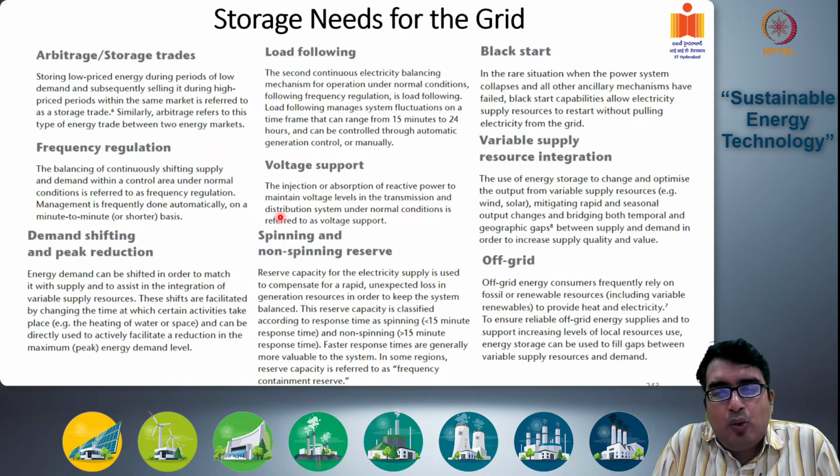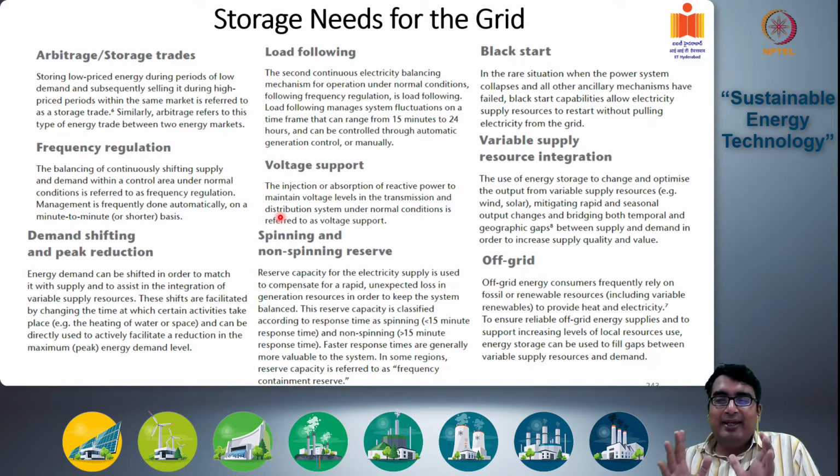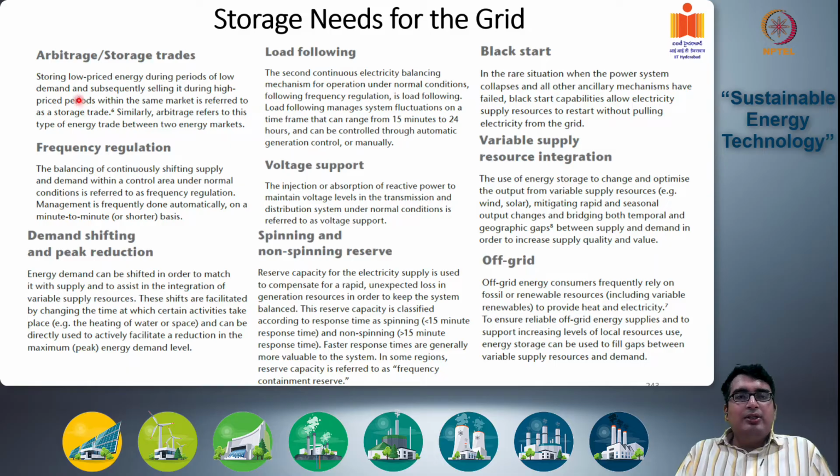Now, what are the storage needs of a modern grid? There are many different functions that an energy storage technology can do in a modern grid for various storage requirements. The first type of storage requirement is arbitrage or storage trades. So this is storing low priced energy during periods of low demand and subsequently selling it during high priced periods within the same market is referred to as storage trade. Similarly, arbitrage refers to this type of energy trade between two energy markets.